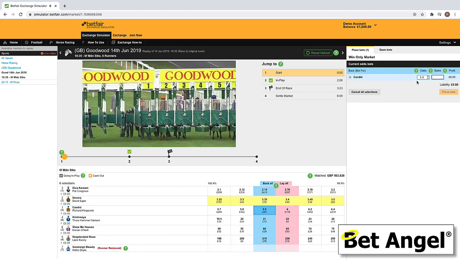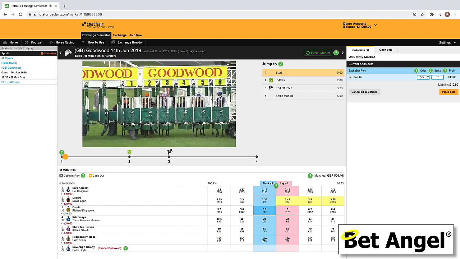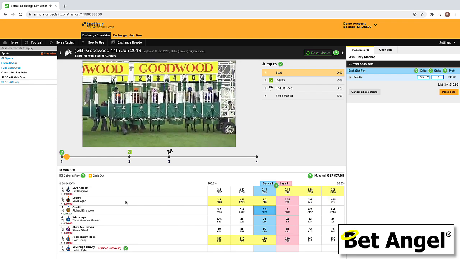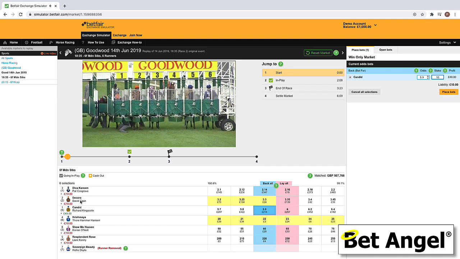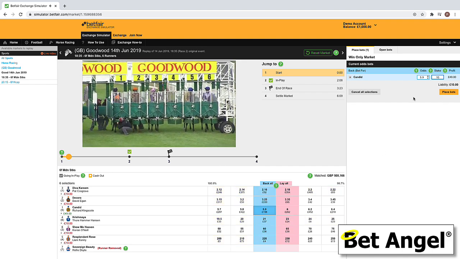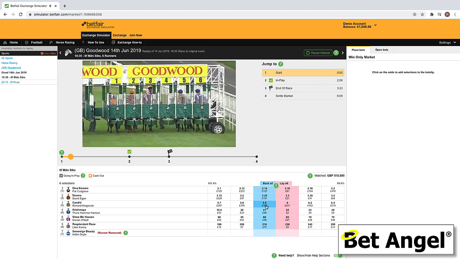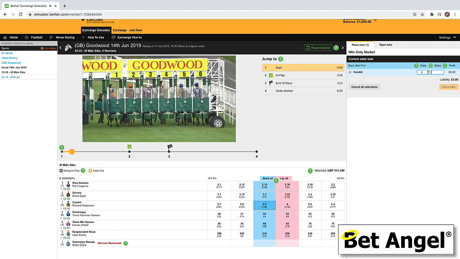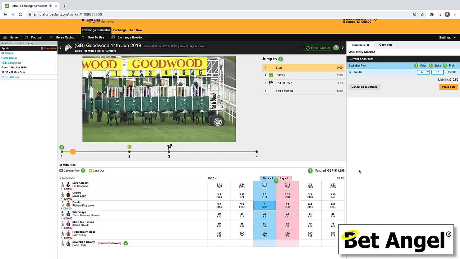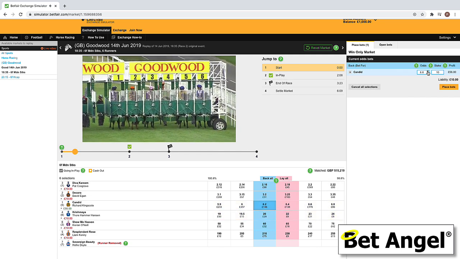We could go in here and back something at odds of 10, and then you'll see that reflected on the P&L on the exchange and all of those sort of things, and you can cancel those positions and so on. One of the advantages of the exchange is that you can actually back at a price that doesn't exist. So let's put this in at 6 point, as fast as I'm doing it, it's updating.